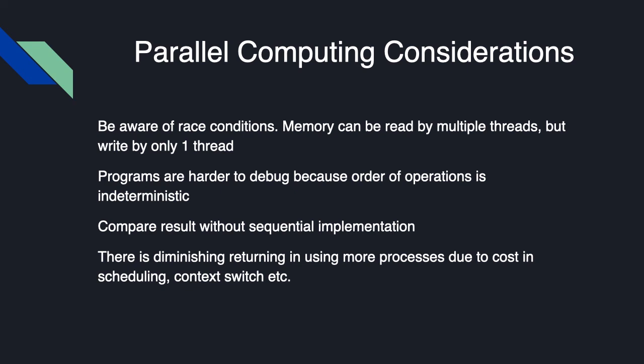And if you have a sequential implementation, compare the result to make sure the parallel implementation and sequential implementation arrive at the same result. And last but not least, parallelization is not free. There is a cost. So there is diminishing return in using more processes due to cost in scheduling or context switch. In the multiprocessing example, we saw that using 8 processors was taking longer than using 4 processors due to this kind of cost.